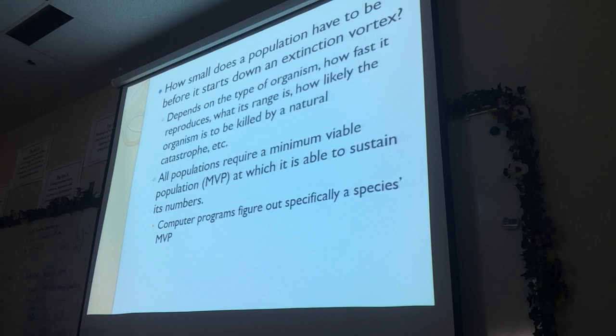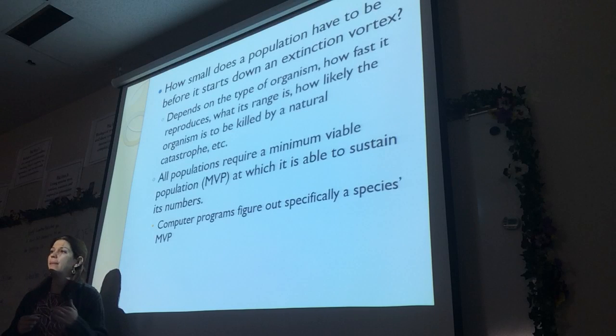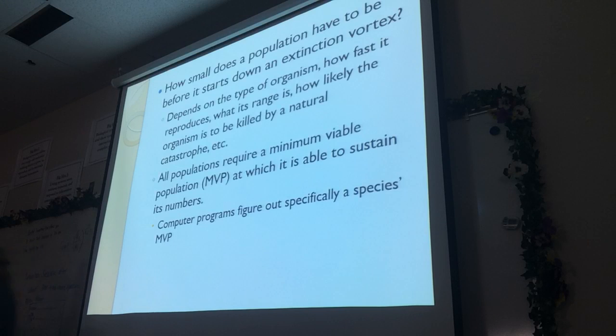So the question is, how small does a population have to be before it gets to this extinction vortex? Well, it depends on the type of organism, how fast it reproduces, what its range is, and how likely it is to be killed. All populations require some kind of minimum population size. We call that an MVP, minimum viable population, at which it can sustain its numbers. But similar to being endangered or threatened, I can't tell you a particular number that a population has to be in order to be considered healthy. It's going to be different for different species.